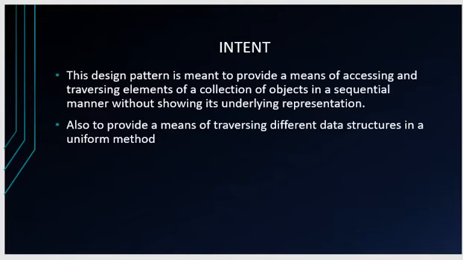So the intent of an iterative design pattern in software engineering is to give you a means or an option to be able to access and traverse elements of a collection of objects in a sequential manner. For example, start at the first one, go to the next one, the next one, the next item, and do things on each one depending on what type of item it is, what type of object. It makes it so you can traverse different types of data structures in a uniform method.